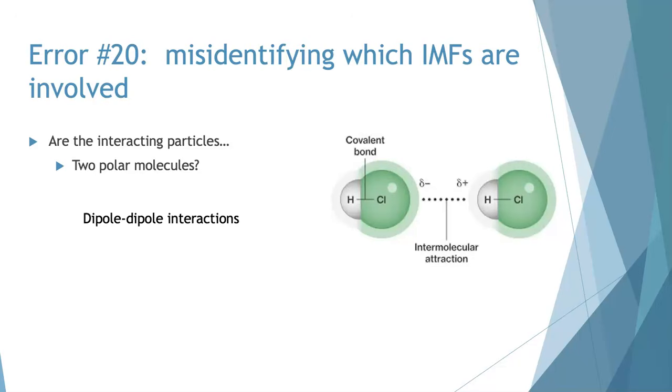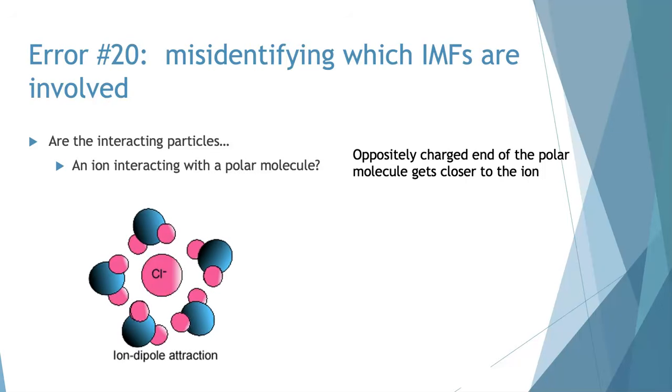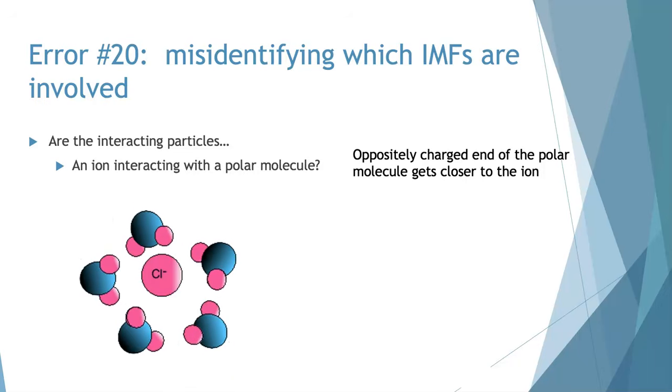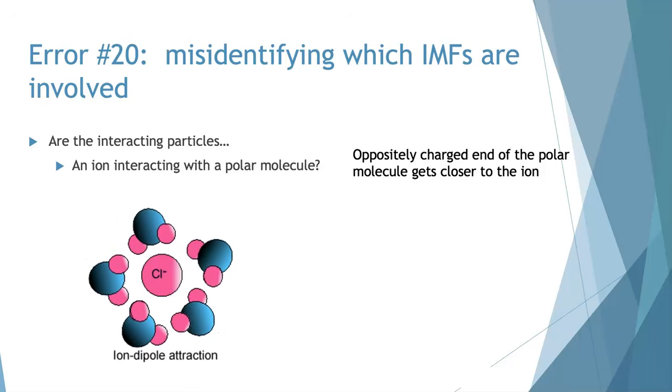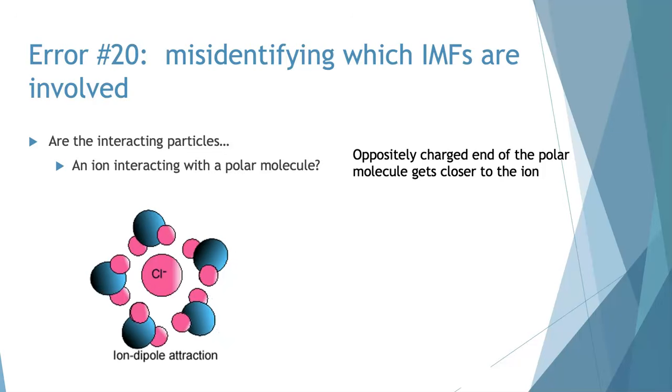They're always going to have partially positive and partially negative ends, and they're attracted to each other. That's a dipole-dipole attraction. We can have ions interacting with polar molecules. These are ion-dipole attractions, and I want to point out that the oppositely charged end of the polar molecule is what approaches the ion. For example, here are water molecules surrounding a chloride ion. Notice it's the pink hydrogen atoms in this representation that are approaching the chloride ions because they're partially positive.